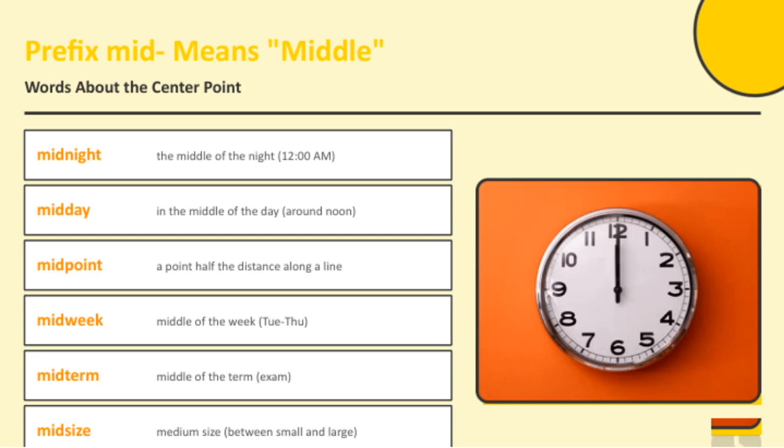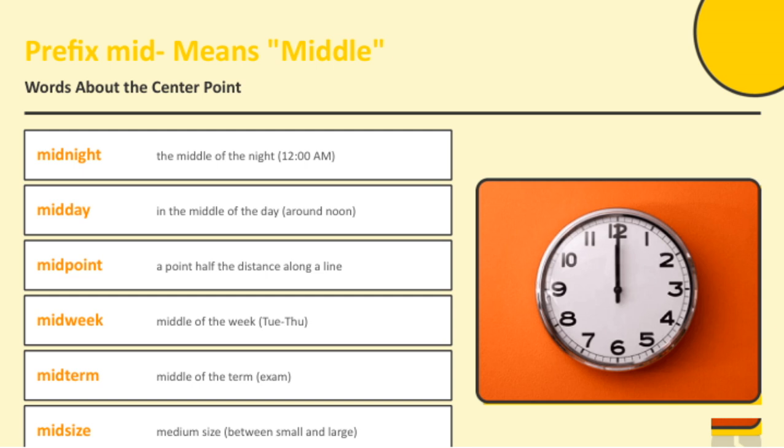Let's take a closer look at the word mid and how it helps us understand the concept of the middle. When we see mid in words, it generally means middle or center. For example, a medium size is something that's between small and large. It's not tiny, but not big either. It's somewhere in the middle. Similarly, mid-size refers to something that's in the middle of being small and large, giving us an idea of a moderate size.